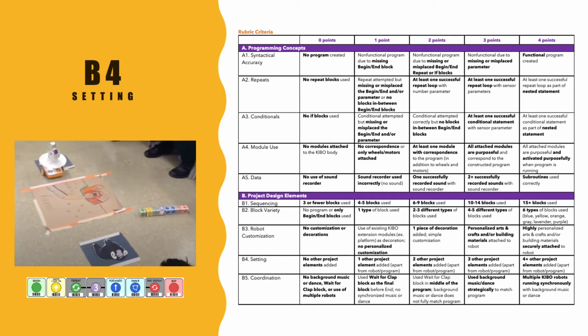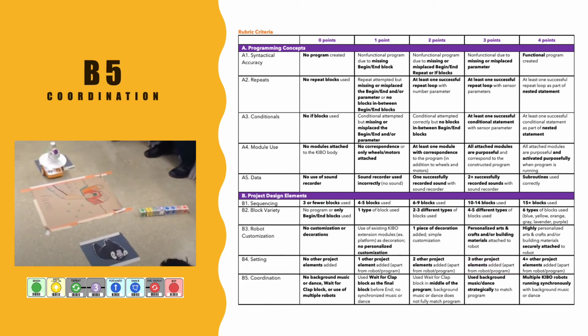The fourth criterion is setting, or the number of additional project elements that are not part of the physical KIBO robotics kit. In this example, the project setting includes 3 distinct pieces of artwork taped to the floor, which were integral components of the book-themed project. The score for B4 is then 3 points.